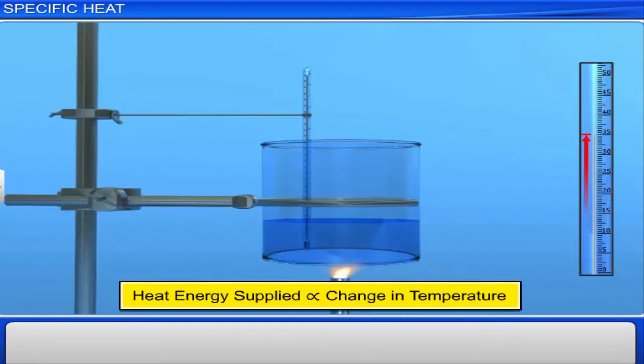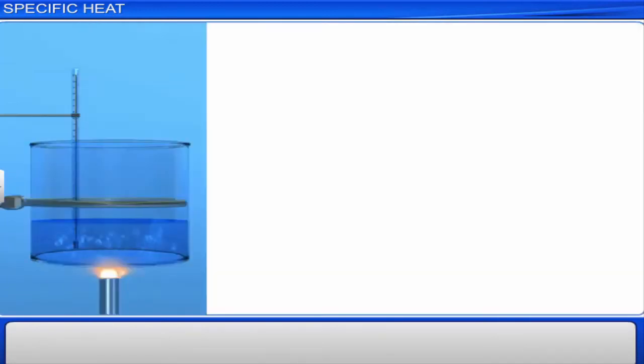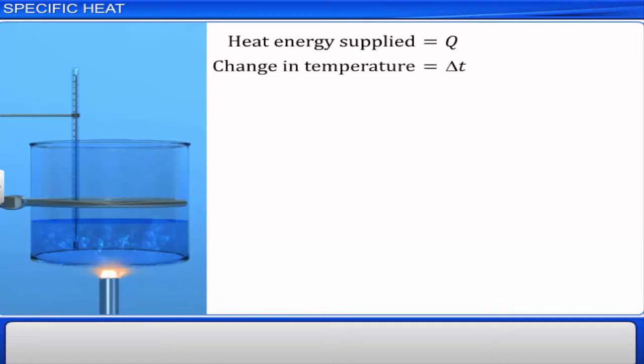Let's generalize this. If Q is the amount of heat energy supplied to a given mass of substance, then its temperature changes by delta T. Then Q is directly proportional to delta T. Let this be equation 1.